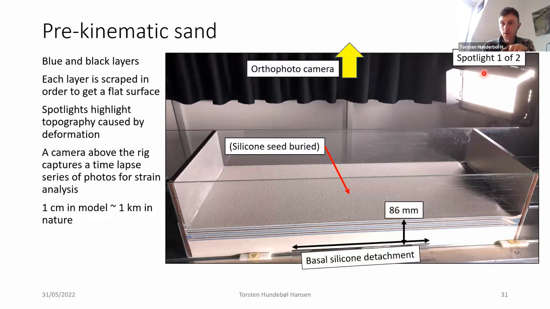And then we have these spotlights at a low angle, beaming light onto the sand, so we can see any topographic variations caused by faulting or folding very nicely in the surface. We have a camera somewhere up above taking orthophotos of the whole thing, and then we can use that for strain analysis with some kind of software later on.